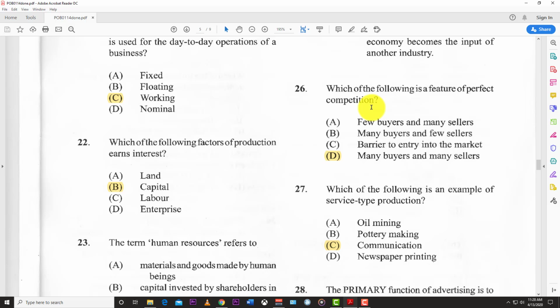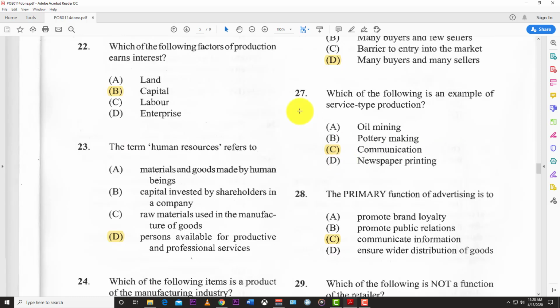26, which of the following is a feature of perfect competition? And of course, economics. So the answer is D, many buyers, many sellers. Perfect competition, like the market for farming goods like potatoes and milk and that kind of stuff. 27, which of the following is an example of service type production? Service. And so we have here C, the communications industry. That's a service type production.